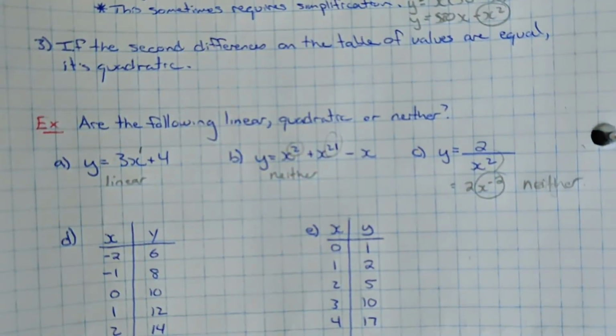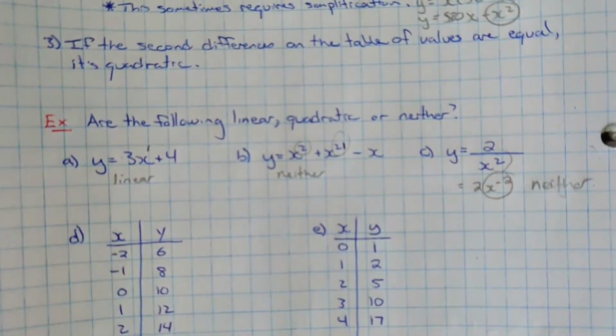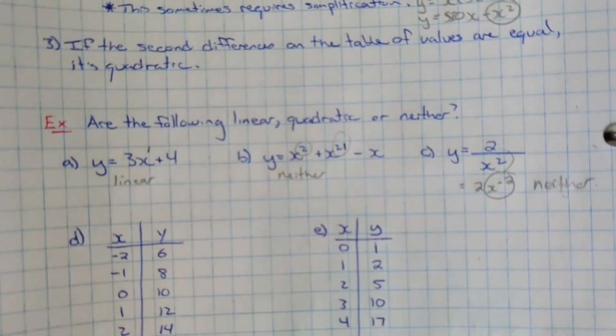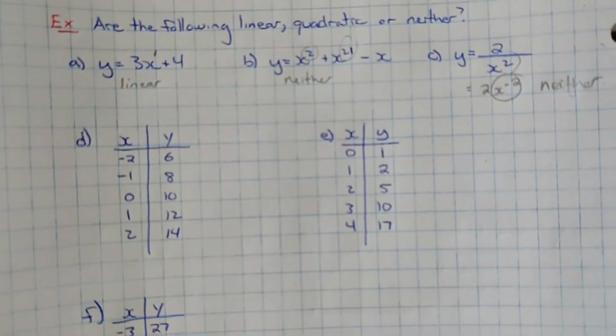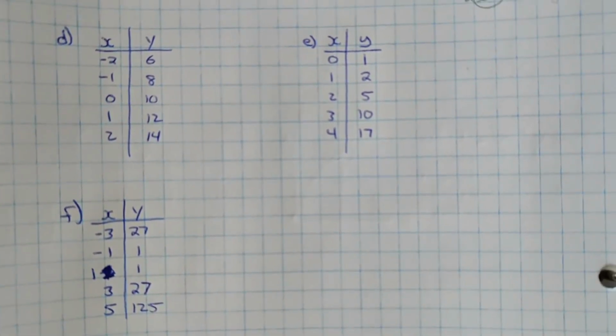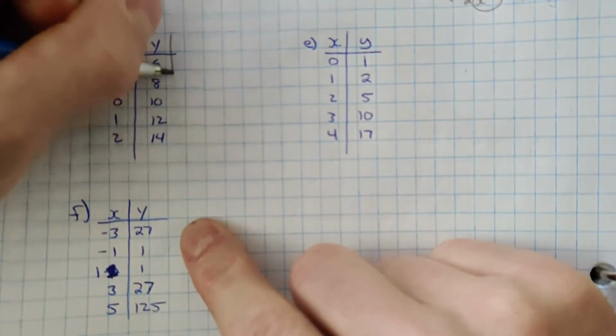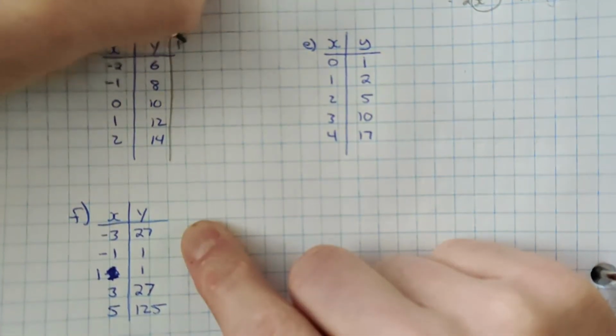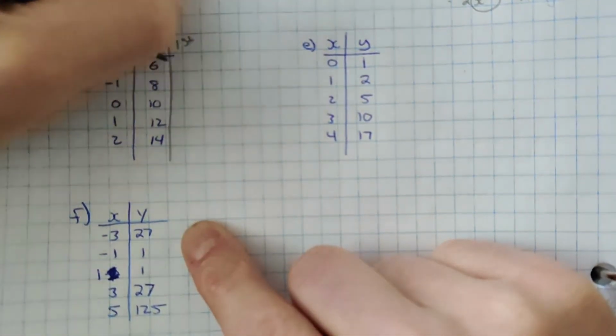Okay, so no quadratics in our equations. A couple looked like it, but they were a little tricky. Now we have a few tables of values to work with. When we had the table of values, we got to have the second differences being the same. So that means we got to make an extra column, and we'll make the first differences.